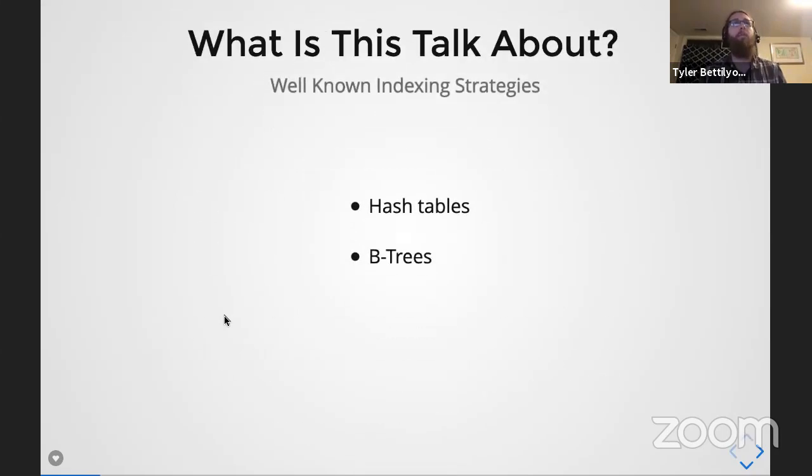This is also a talk about the two classical indexing strategies. So if you didn't get a computer science degree or take a databases course at some point in your life, then some of this will be pretty new information for you.